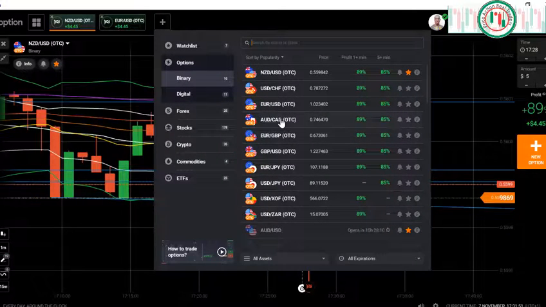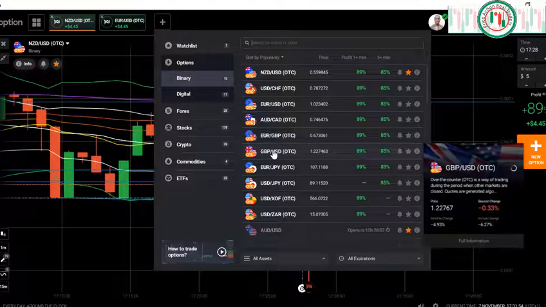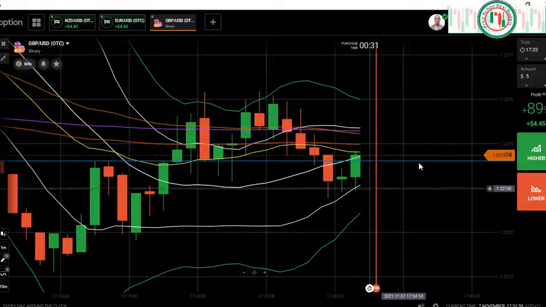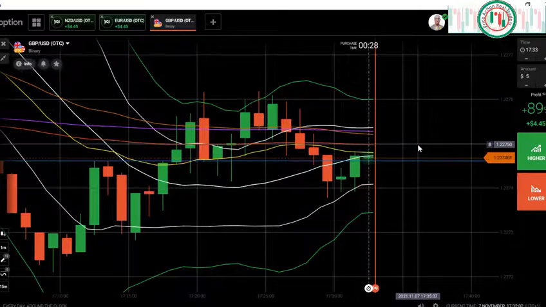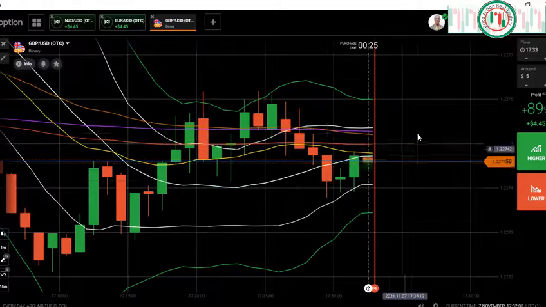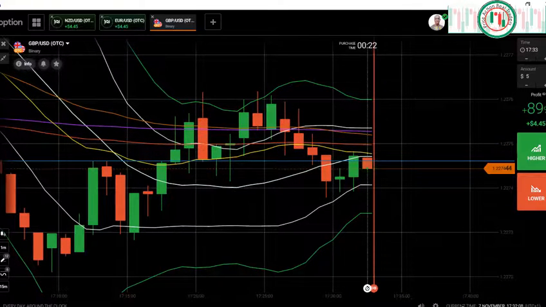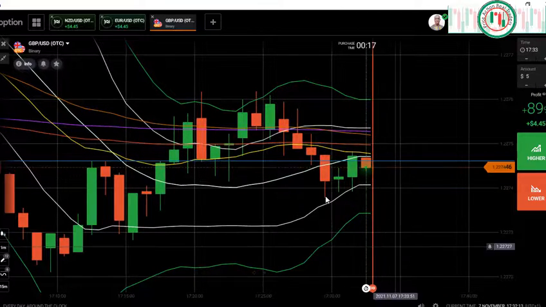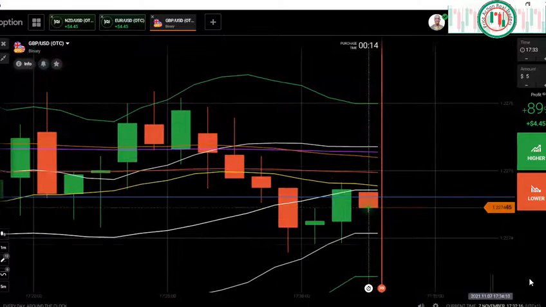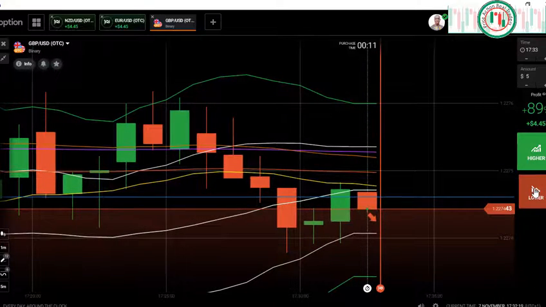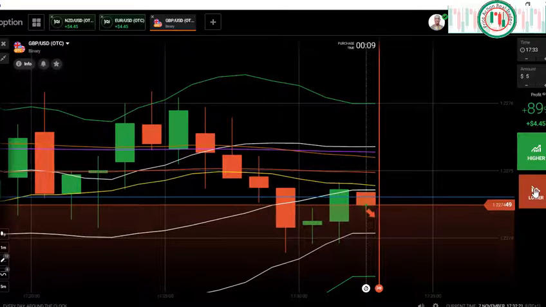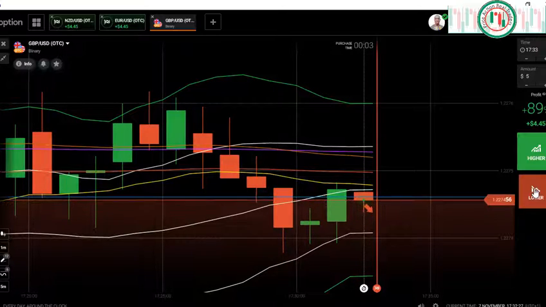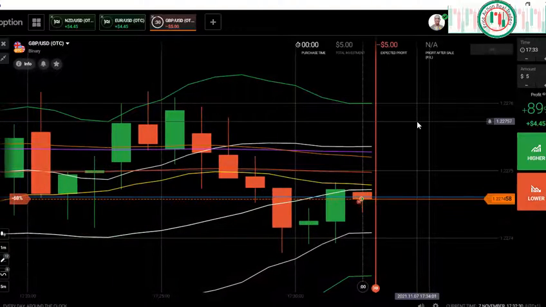Now let's analyze another market. Here market is not so nice. Well, this is reversal pattern. Reversal pattern will not work. If I get higher entry point, I'll place put option. Higher. Yes, I place put option.